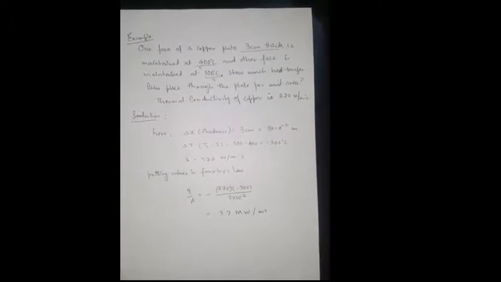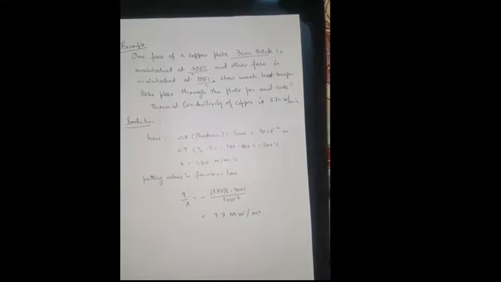Okay, I think you will be able to understand. Now it is also a question in written form. One face of a copper plate, 3 cm thick, is maintained at 400 degrees Celsius, and the other face is maintained at 100 degrees Celsius. How much heat transfer takes place through the plate per unit area? Given that the thermal conductivity of copper is 370.